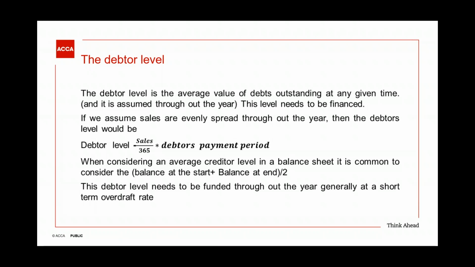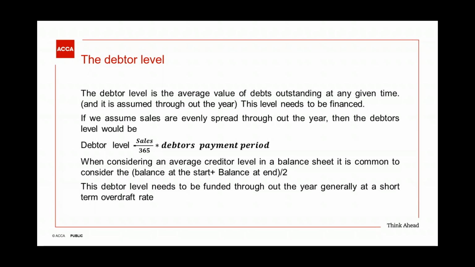Now, for some businesses, debtors is very significant. If you take something like, let's say, Dialog in Sri Lanka, their debtors level can be very high. What's the debtors level? You take your sales, divide it by 365, and multiply it by your debtors payment period, which shows you at any given point in time, on average, how much of debts are outstanding. So it's kind of like a permanent current asset there, right? Again, in most practical situations, when we are considering our average debtor level, it's very common for us to take the average value, which is the value at the start and the value at the end, divided by 2.